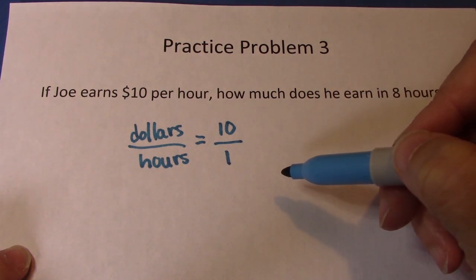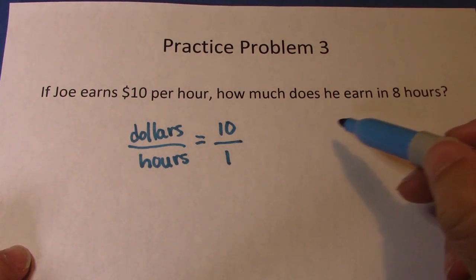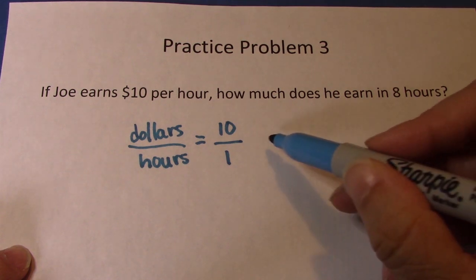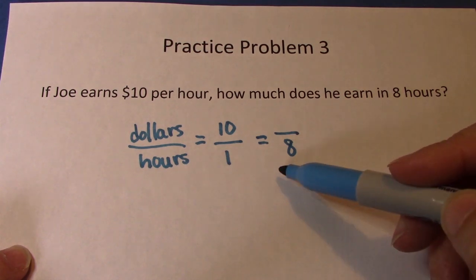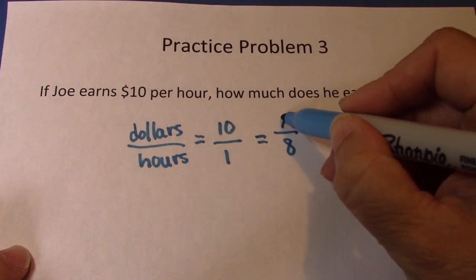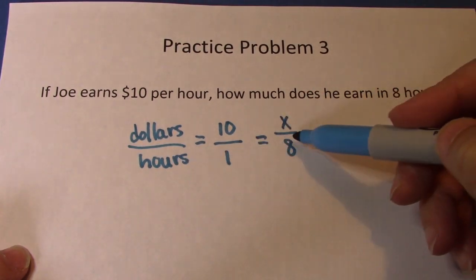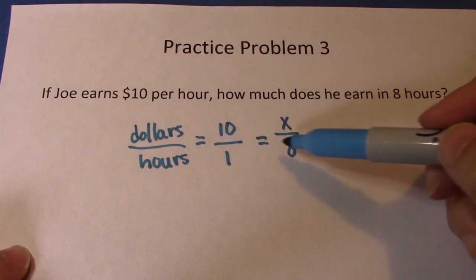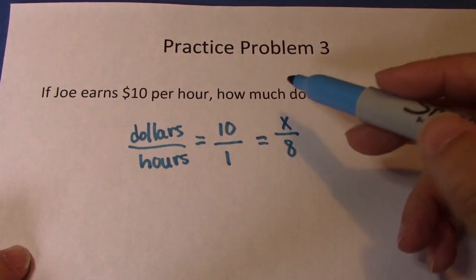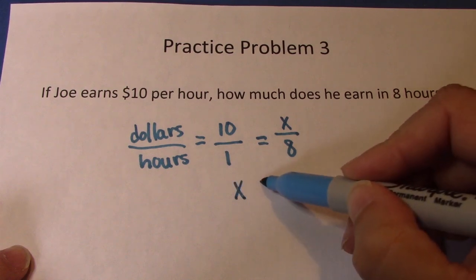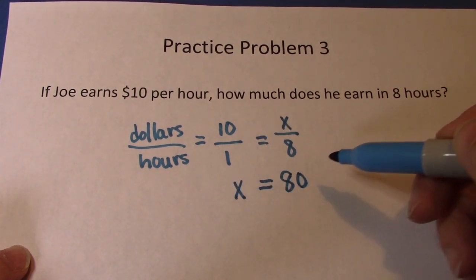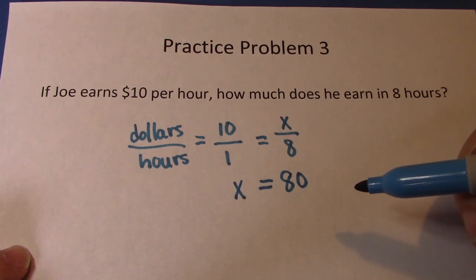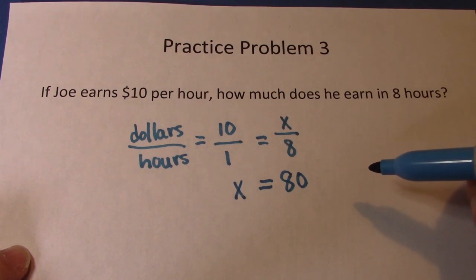So applying that to the question, what we want to know is how much does he earn in 8 hours? So again, I'm going to keep all the hour information on the bottom, and what we don't know is up here, it's about how many dollars does he earn. So here's our cross multiplication problem. x times 1 is just x, and 10 times 8 is 80. So Joe will earn $80 in 8 hours.